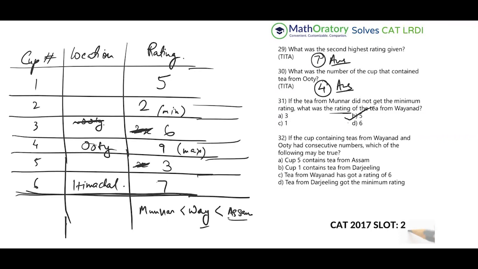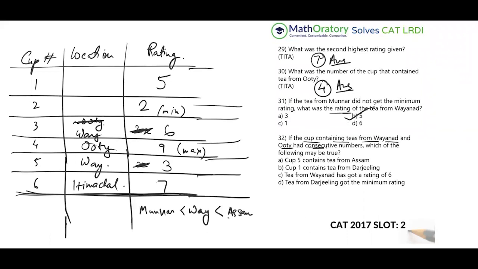It says if the cup containing teas from Wayanad and Ooty had consecutive numbers. Okay. So if the cup containing Wayanad and Ooty had consecutive numbers, which of the following may be true? So Ooty is in cup number 4. So Wayanad can take 2 positions. Either Wayanad goes here or Wayanad goes here, right?